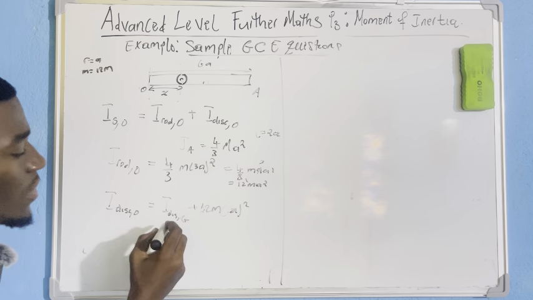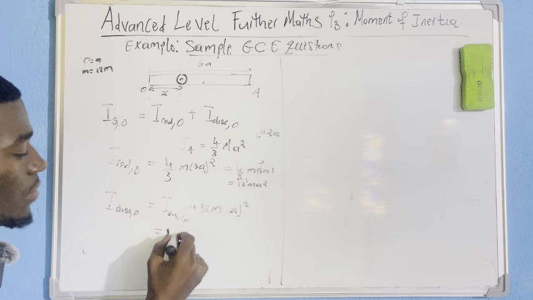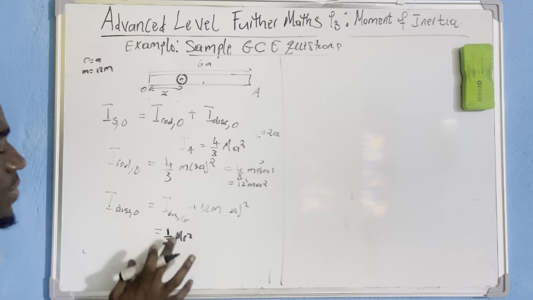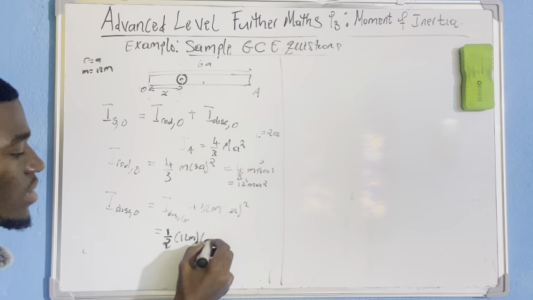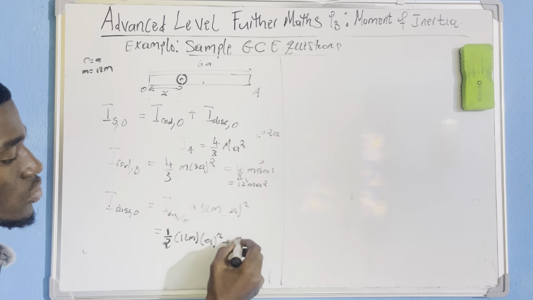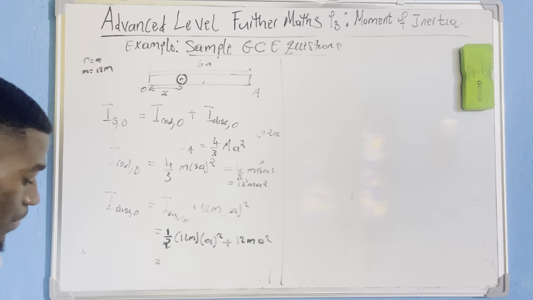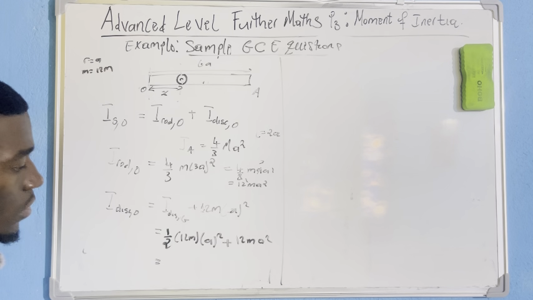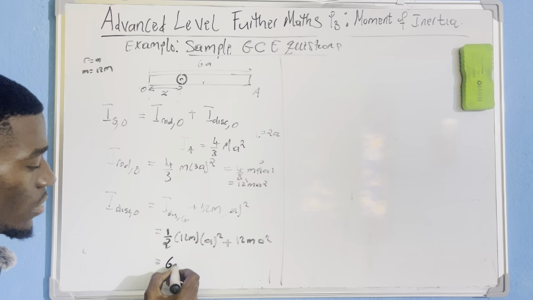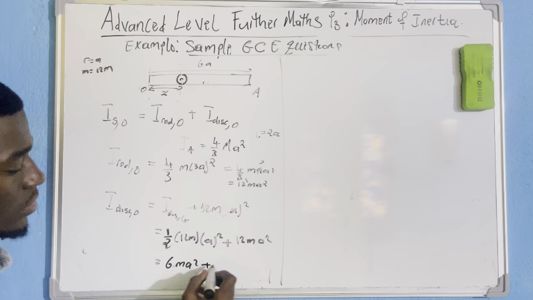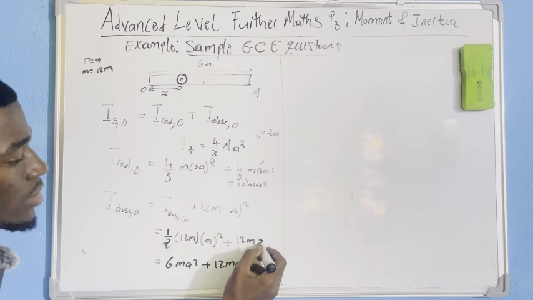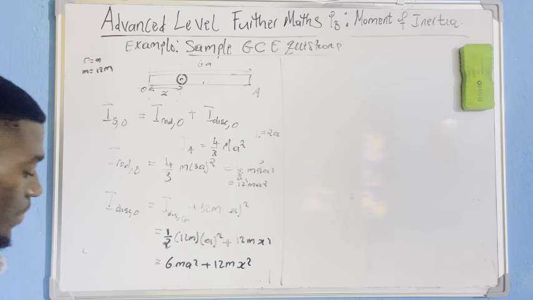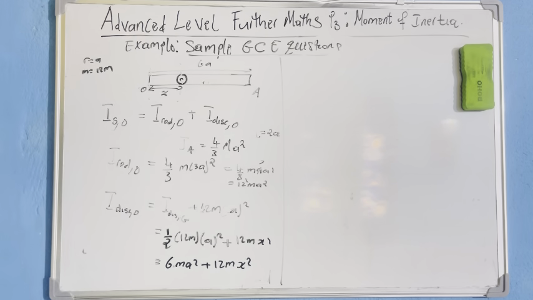Now the moment of inertia of the disc about the center, remember it was how many? Half big M radius squared. And then the mass is how many? It is 12m, so I'll replace 12m, and the radius of the disc is a, squared. Then plus 12m x squared. Okay, let us substitute here. I'll have 6ma squared plus 12m x squared. So that is it.